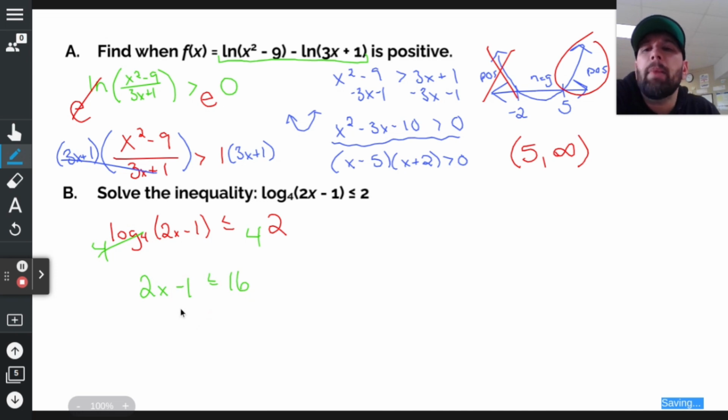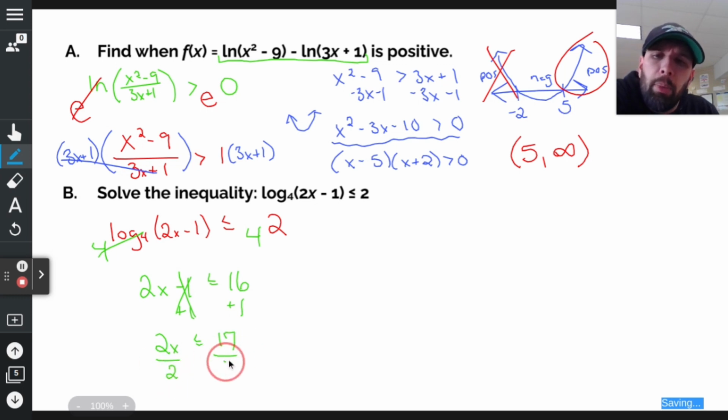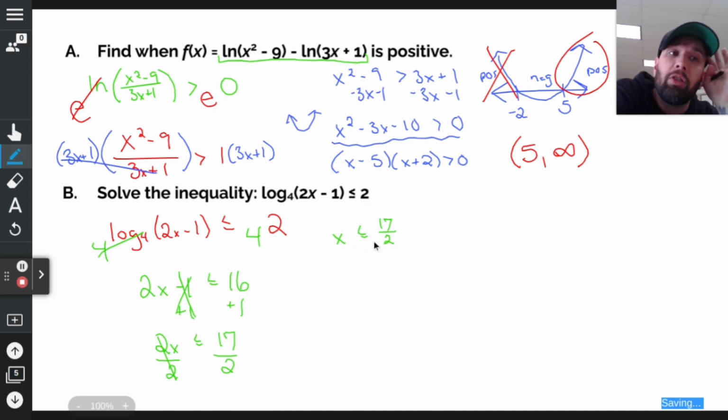Okay. Add 1, cross you out. 2x is less than or equal to 17. Divide by 2, divide by 2. X can be less than or equal to 17 over 2. Now, here is a problem. If I were to just circle that, that's me insinuating that I'm allowed to plug in all these negative values, which I'm not allowed to do.